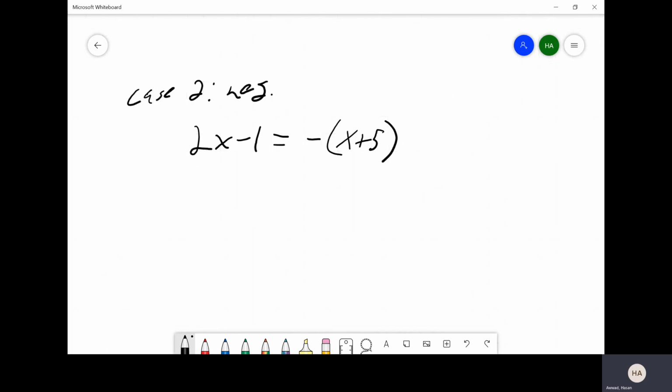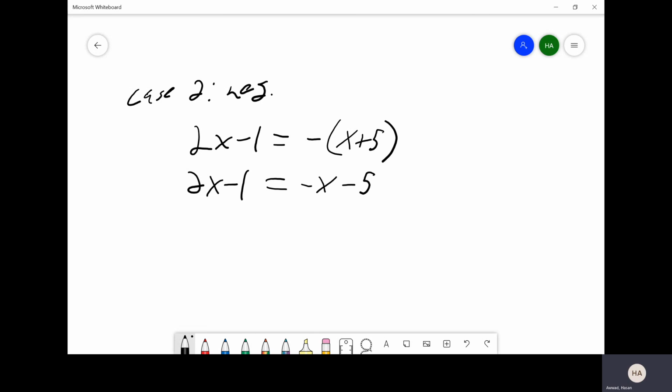And now moving down over here, we carry our 2x minus 1 down. And remember, we have a negative of the entire right side. And what does that mean? Well, that means that we're going to distribute the negative to each piece, right? So it's going to flip the sign of every piece in the expression. So we get a negative x minus 5 now.